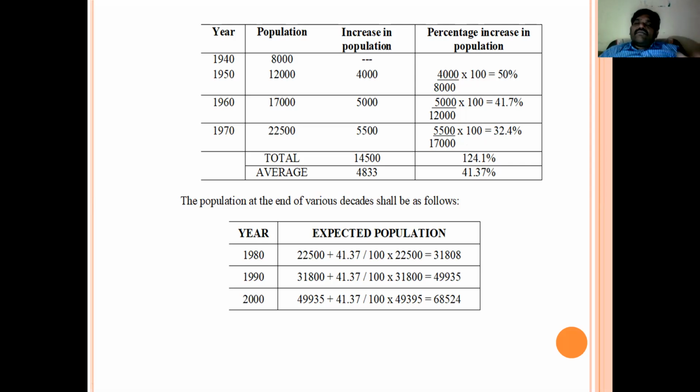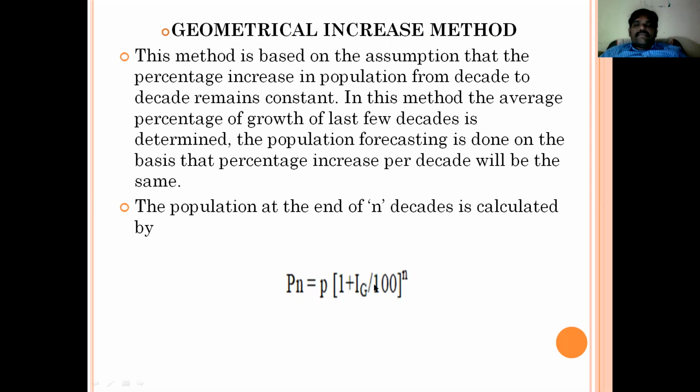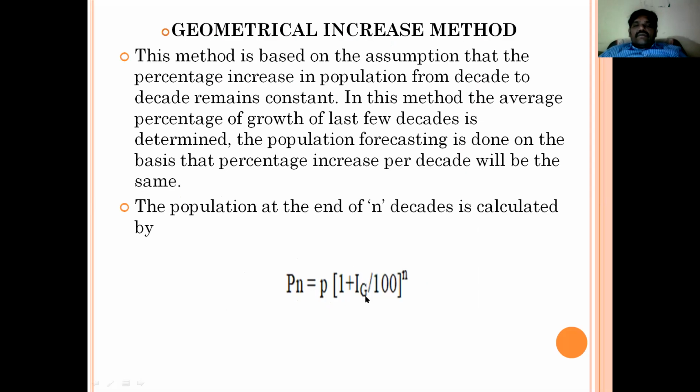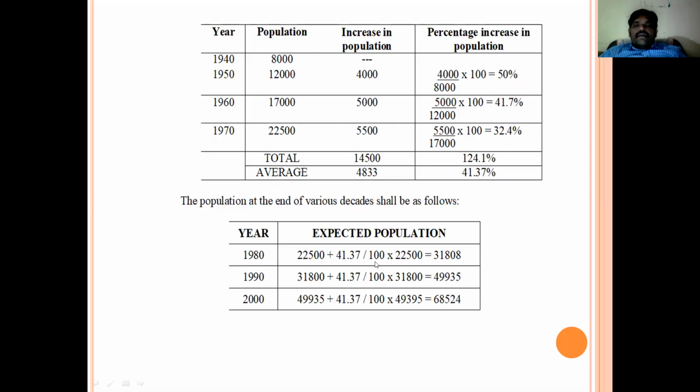This is the percentage increase. Now what is the formula? P into (1 plus Ig by 100), where Ig is the percentage. So it is the present population plus 41.37 by 100, power n. The present population is 31,808. Understand? Again, 31,808 plus 41.37 by 100 into 31,808 equals 49,935, and plus again 41.37 percent, we get the answer 68,524. Simply, we are just using this formula (1 plus Ig by 100) power n. Understand?